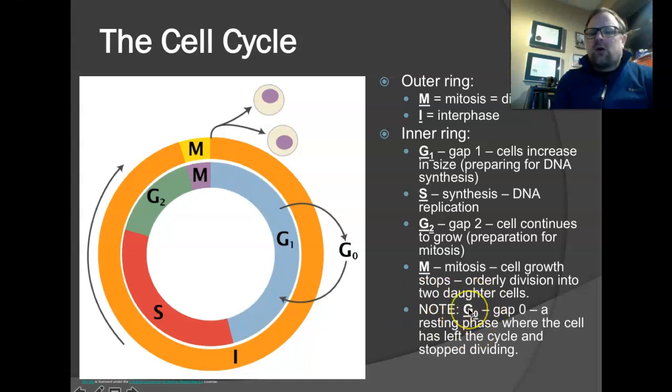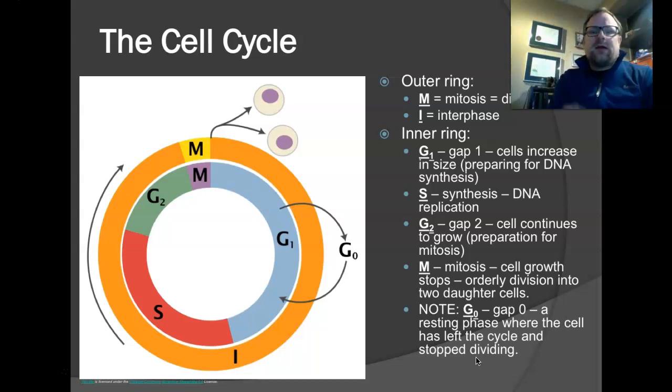A note about G0: it's not usually talked about, but I like to mention it because it's important. G0 is a phase where the cell can pull itself out of this whole cycle and rest. The cell has left the cycle and stopped dividing. A lot of our cells actually do that. Nerve cells pull themselves out and just be nerve cells for a while and don't replace themselves, because if our nerve cells were always replacing themselves, we would have issues with conducting electrochemical impulses. If that makes sense.